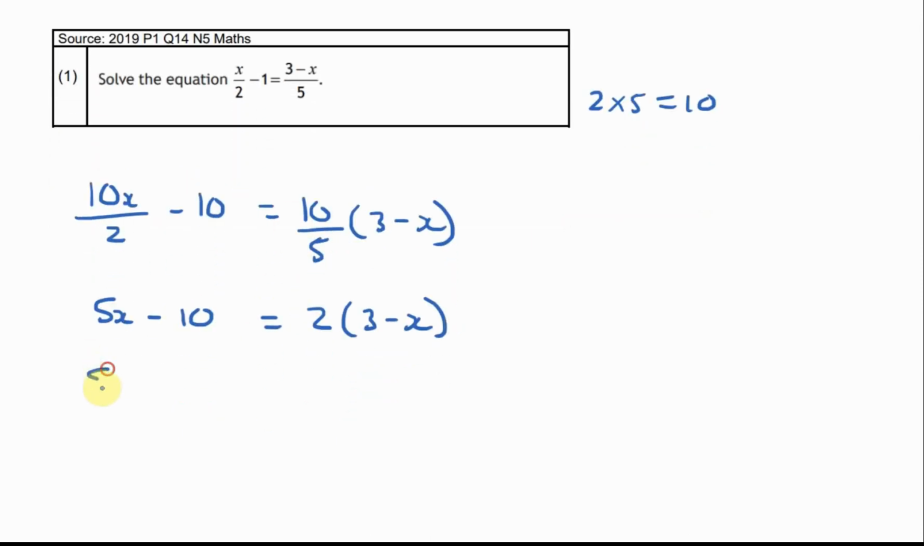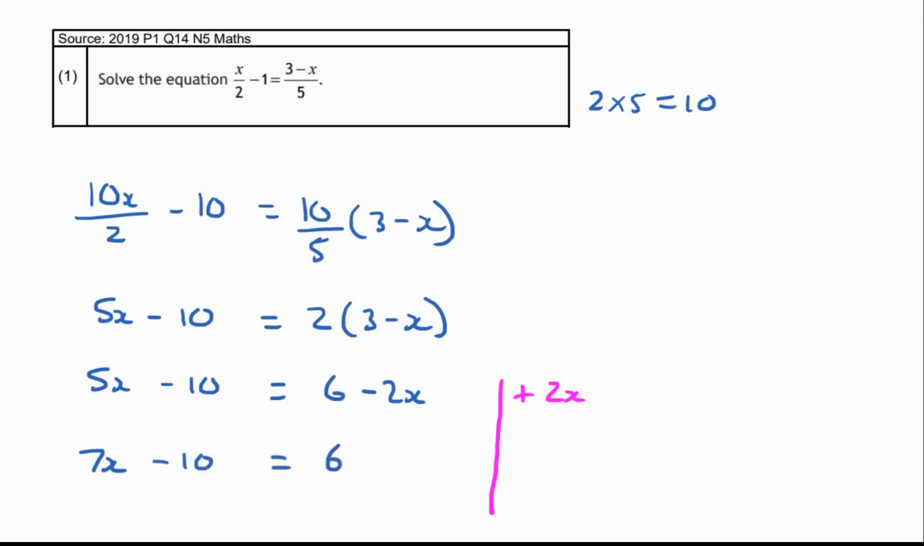Let's multiply our brackets out now. So 5x minus 10 is going to be equal to 2 times 3. It's going to give me 6. 2 times minus x is negative 2x. And then we just want x's on one side, numbers on the other. So let's start with the negative 2x. How do I get rid of that? Well, add 2x to both sides. So if I add 2x to both sides, that's going to cancel out the 2x here, and it's going to pop up over here as 7x.